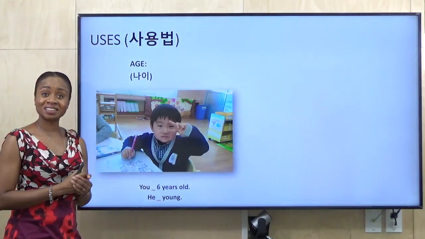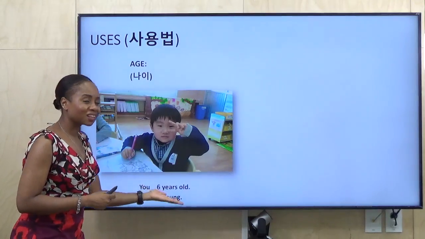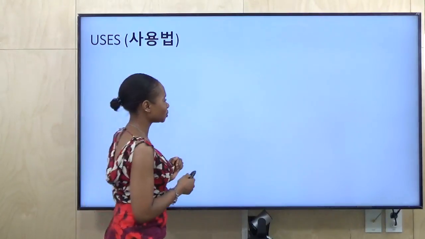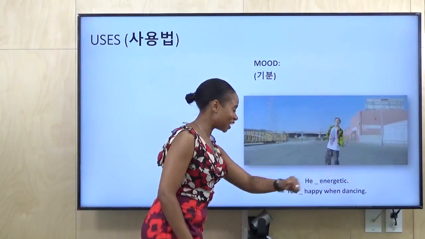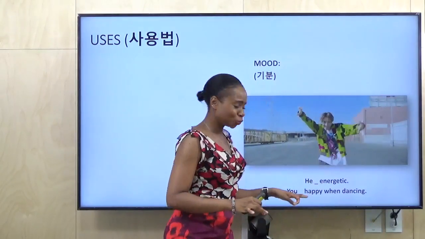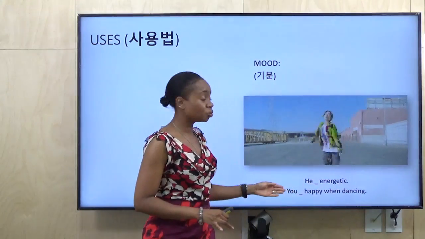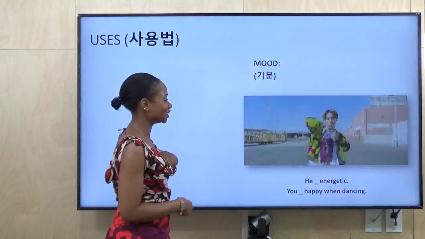You are 6 years old, right? Okay. He is young. Very young, right? Energetic, right? He's doing that chicken noodle soup, chicken noodle soup. Then we have you, happy when dancing. You are happy when dancing. I'm happy when I'm dancing.